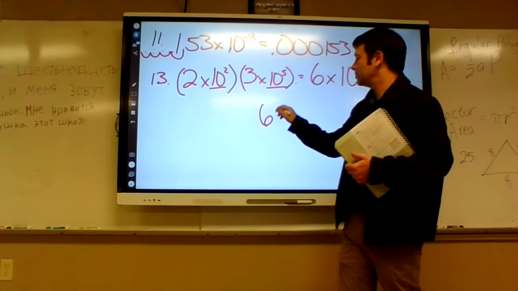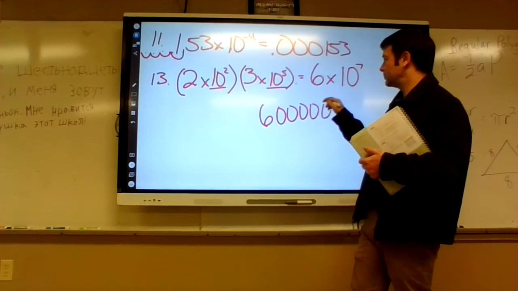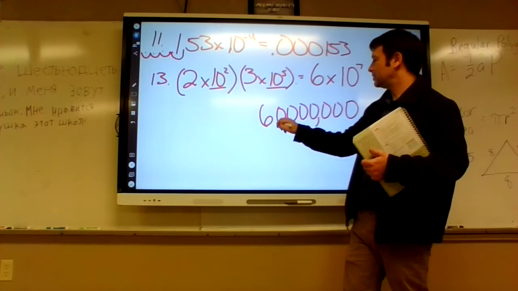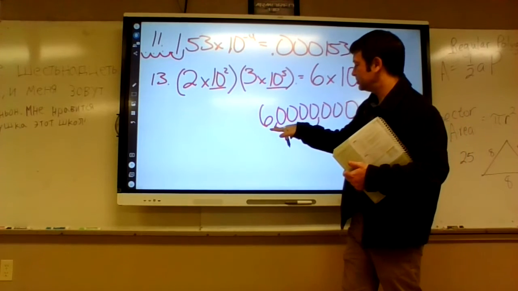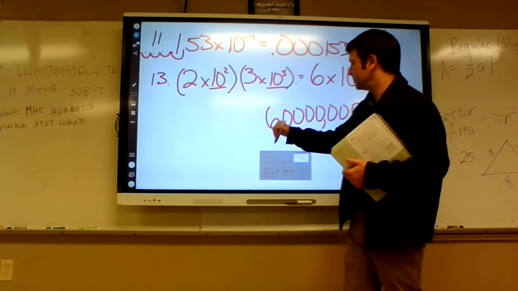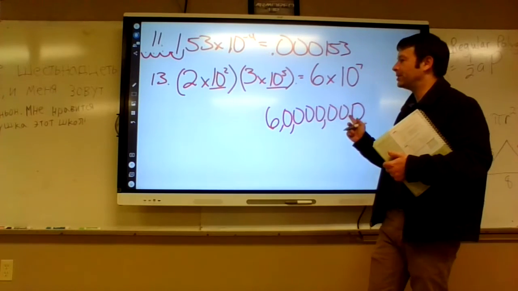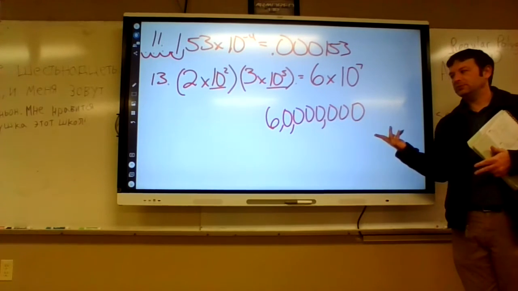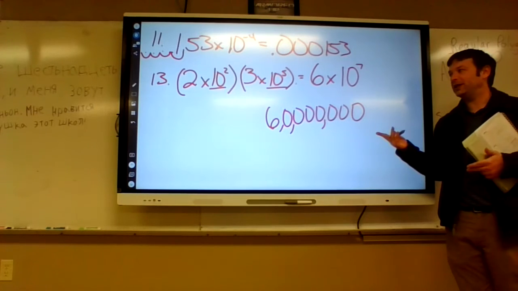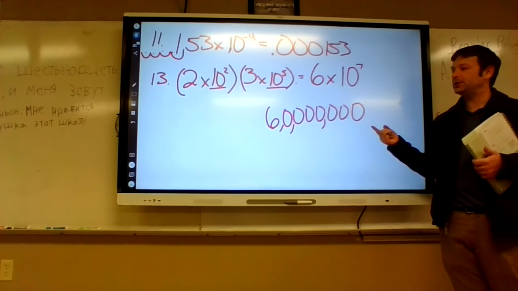Now, if you plug this in your calculator, it will give you 6 followed by 7 zeros. 2, 3, 4, 5, 6, 7. Whoops. Darn it. Missed my spot. Anyway, it's 60 million. But you can't put 60 million for the answer because it says scientific notation.